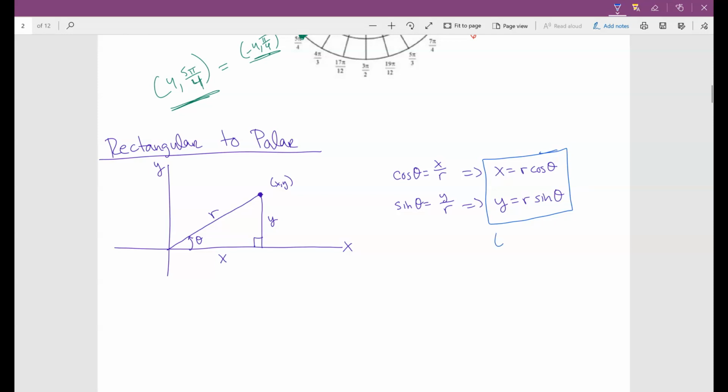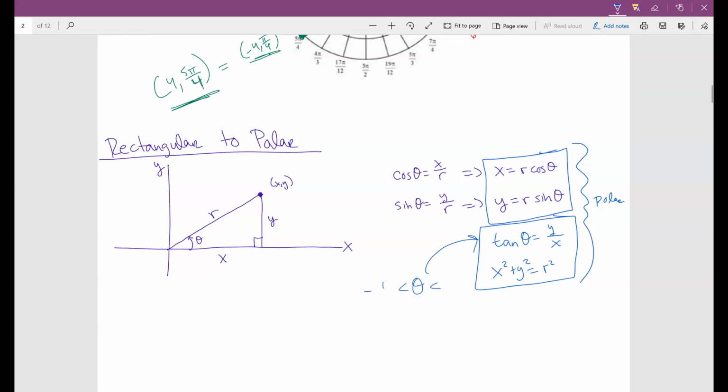Furthermore, I can also relate tangent of theta as well. Tangent of theta is going to be equal to y over x. And because I know that this is a right triangle, I know that x squared plus y squared is going to be equal to r squared. So these equations are basically the polar equations. Okay, so this is for polar. So to convert polar to rectangular, we're going to use these equations. One of the things to remind ourselves about is that theta from the inverse tangent is going to be between negative π/2 and π/2. That is the restriction on the inverse tangent. Okay, so just be aware of that.